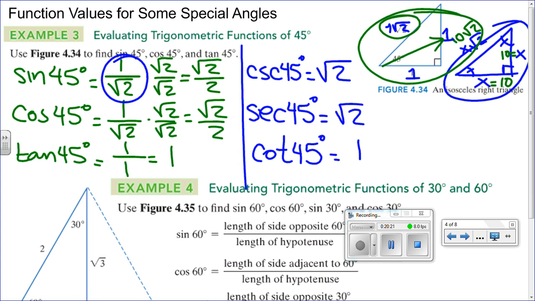Okay, now let's look at the other special triangle, which is the 30, 60, 90.